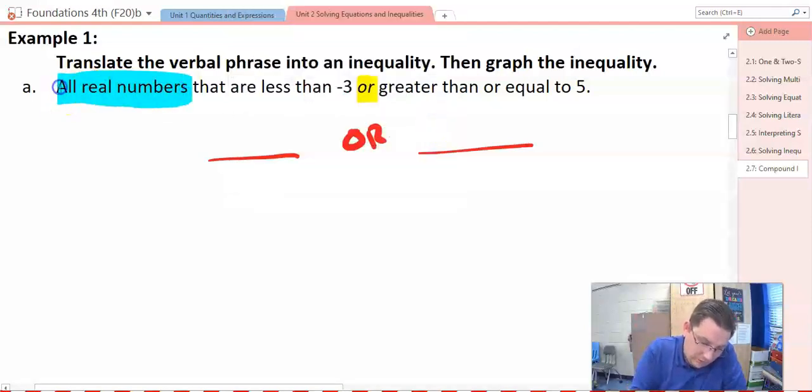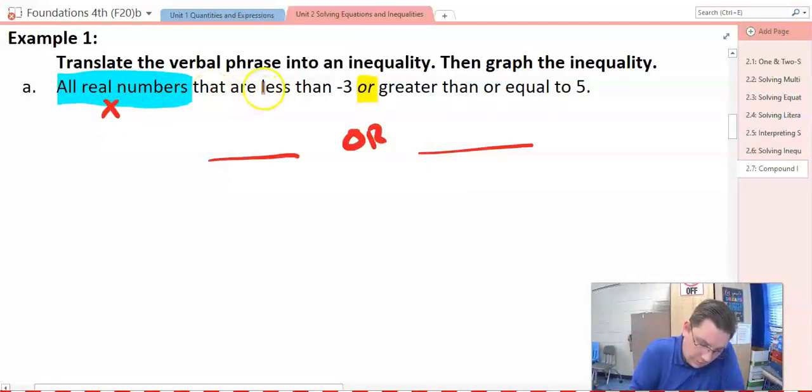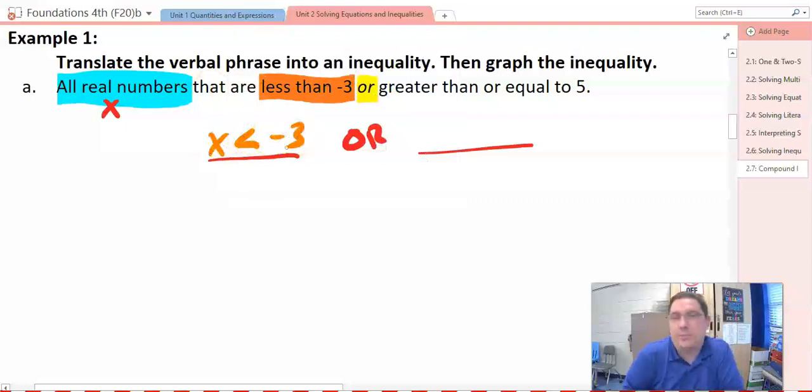Now, don't get too caught up on this part. All real numbers, all that means is that any value that fits, right? Because we're talking about a part of the number line. And so when we see that phrase, that's just our variable. That's our x. Now, what's the next piece? It says all real numbers that are what? Less than -3. And so in that statement, I'm going to have x less than -3.